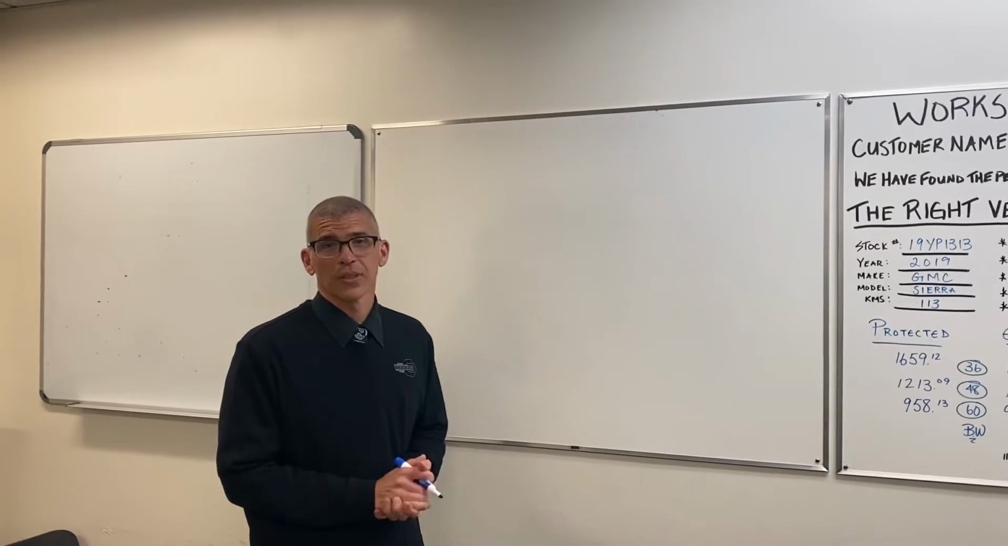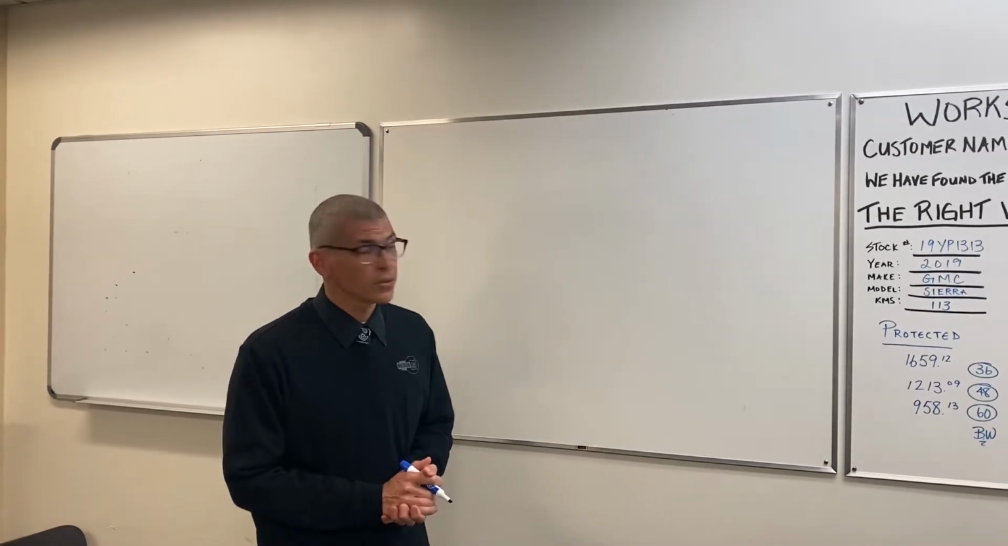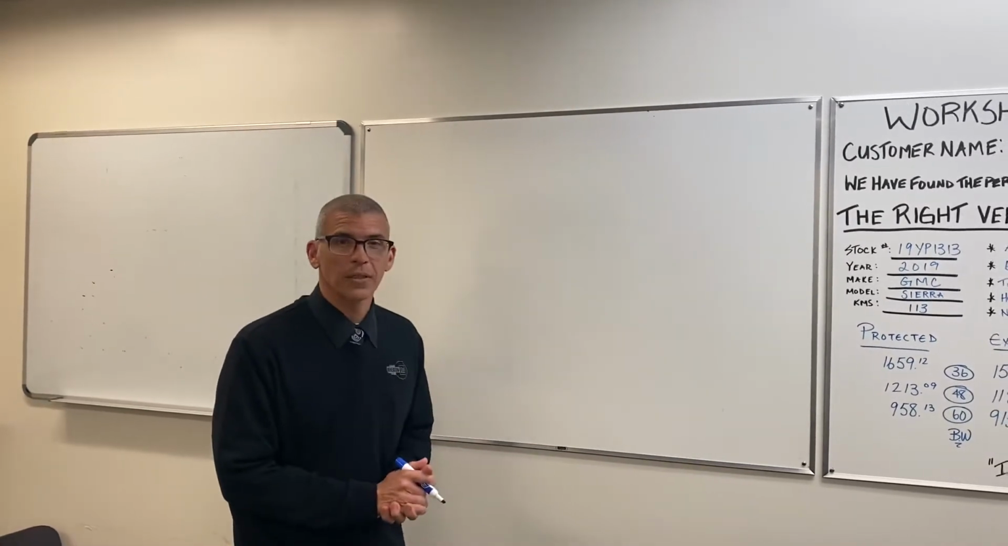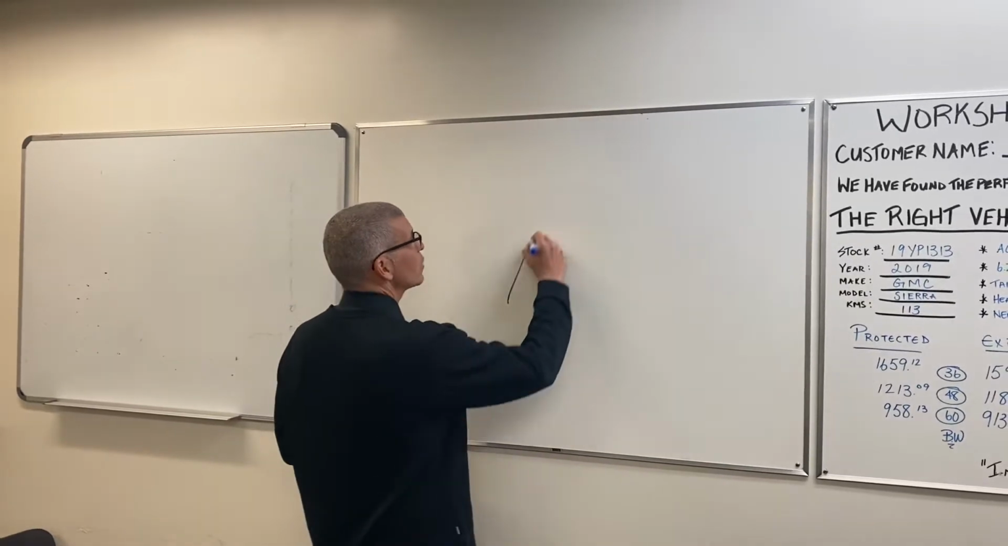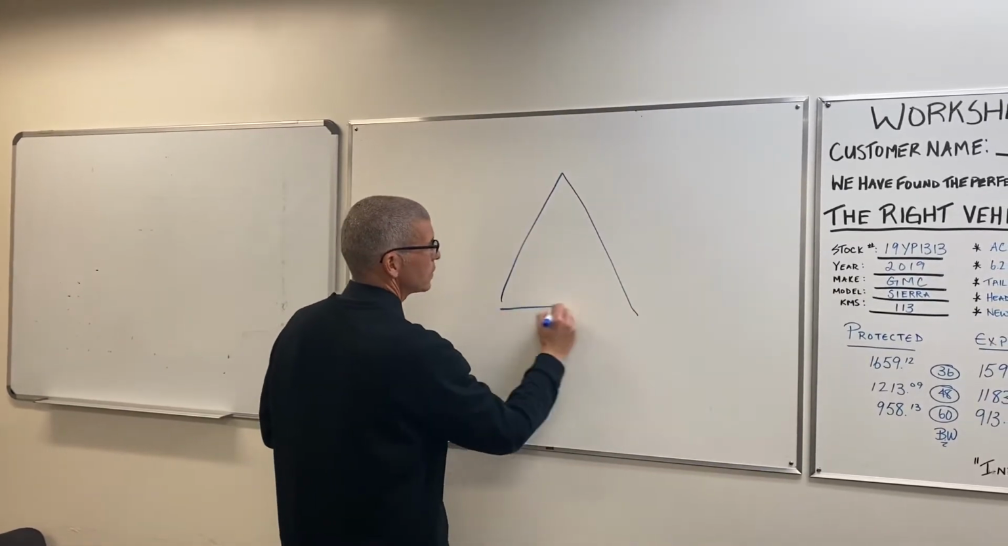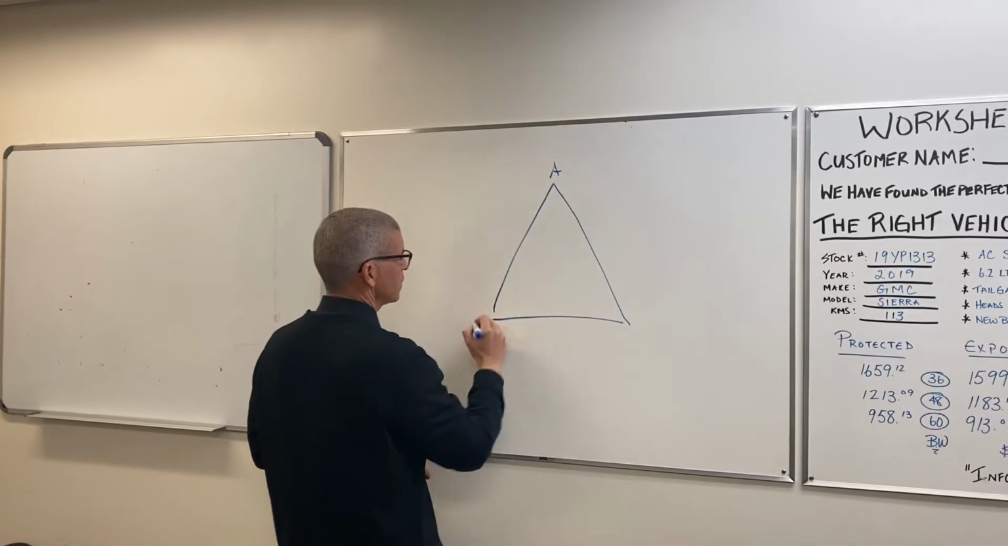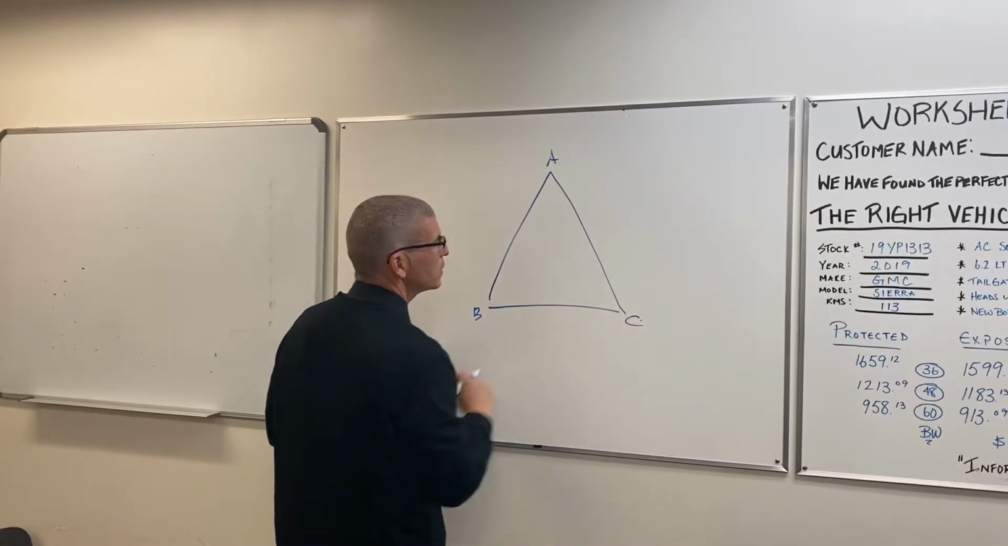What I'm going to do right now is give you a little ABC on how leasing works and a simple explanation about a little diagram here. So to start off with, I'm going to draw a little triangle. There we go. A, B, C.